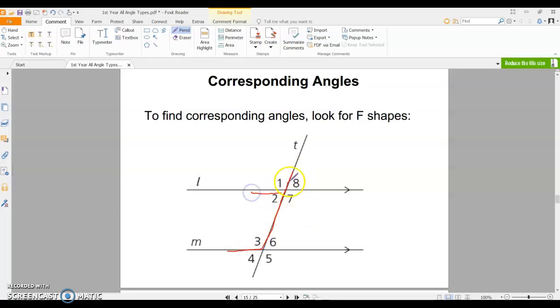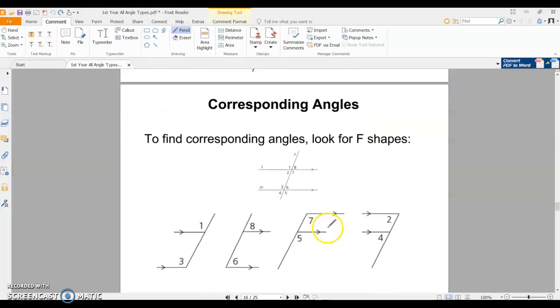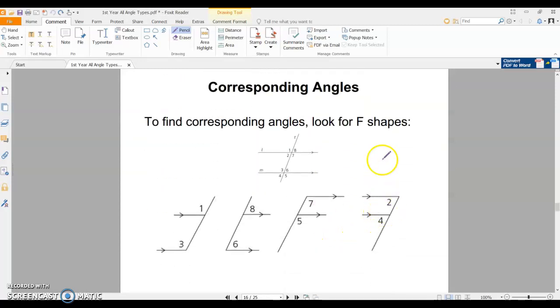So if I draw that F in there, the angle 1 and the angle 3 are also corresponding. So whatever the angle 1 is, angle 3 is equal to it. Okay, so there's your corresponding angles. All right, so to find corresponding angles, look for F shapes. There's the original diagram. There's all the corresponding angles we find in it.